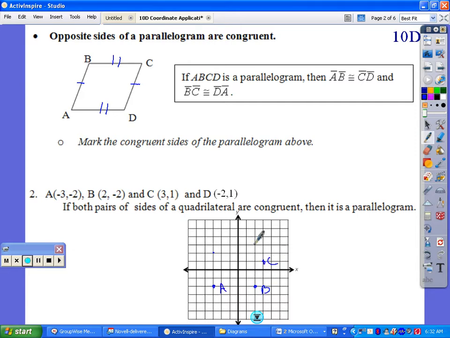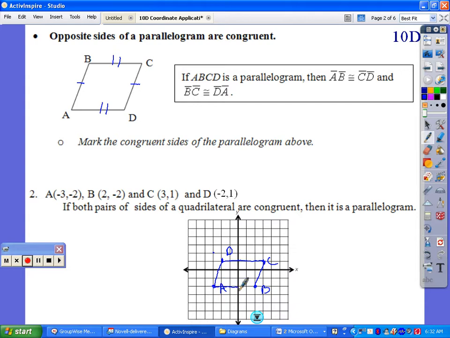Right. And then if you look at this, on your packet, point D is different. So please change your point D to (-2, 1). And then plot that new point. So we have this. If we look at it, it's pretty obvious that it is a parallelogram. But again, we need to prove it.